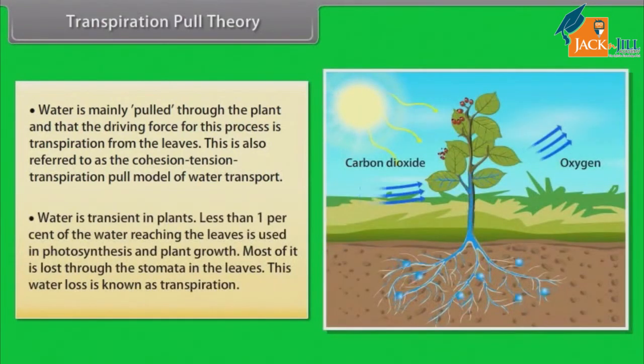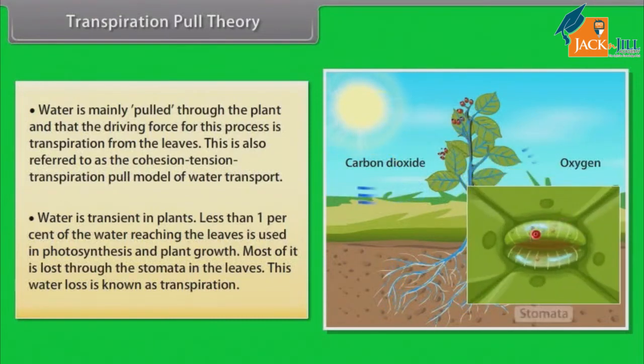Water is transient in plants. Less than 1% of the water reaching the leaves is used in photosynthesis and plant growth. Most of it is lost through the stomata in the leaves. The water loss is known as transpiration.